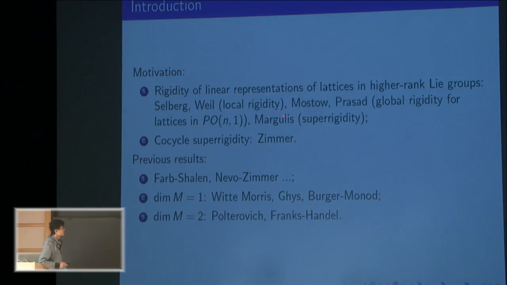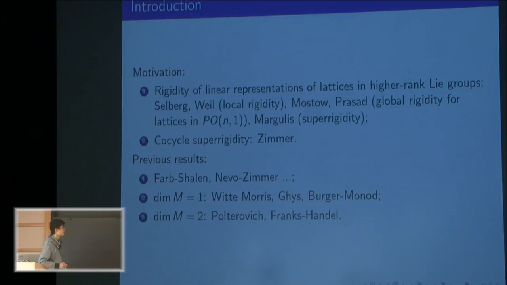And then this was generalized by Zimmer. He proved his famous Zimmer's cocycle superrigidity theorem. In very rough terms, he says that the study of many measure-preserving actions of this lattice can be reduced to the study of linear representations of this lattice. There are many previous results.